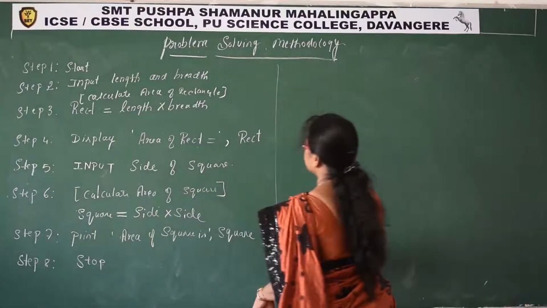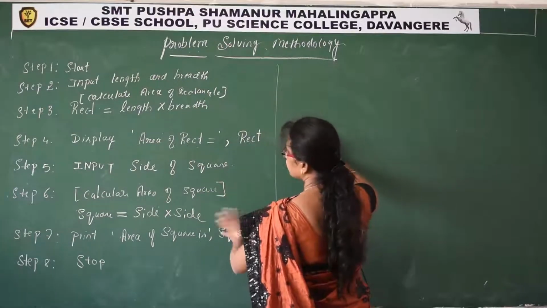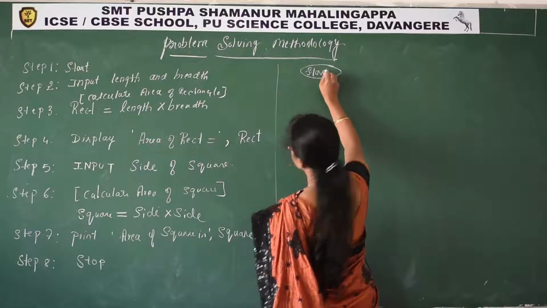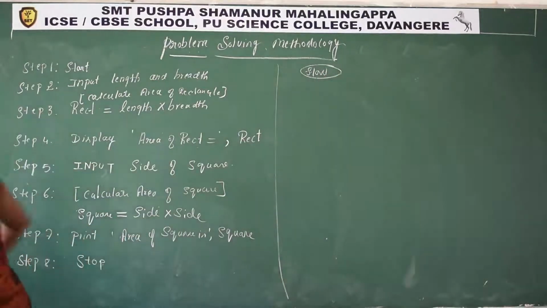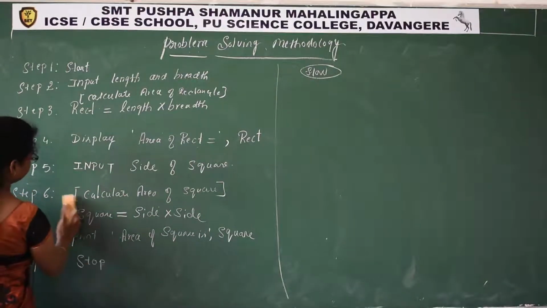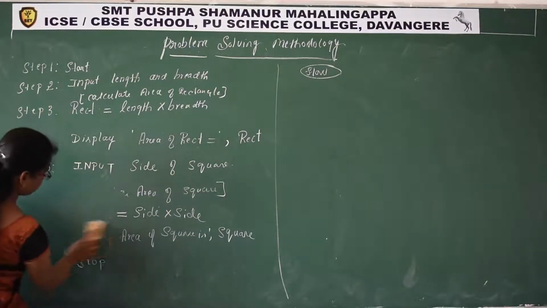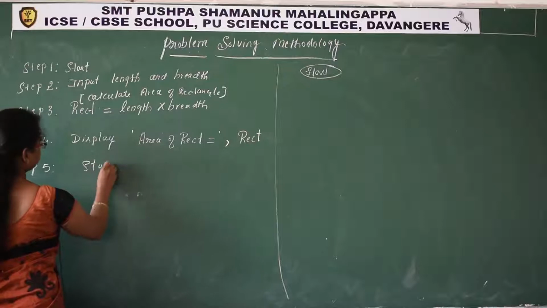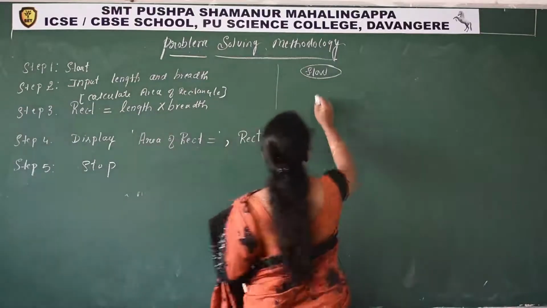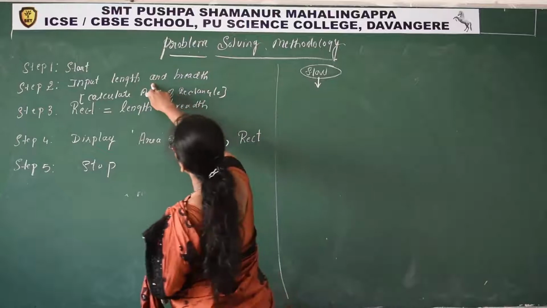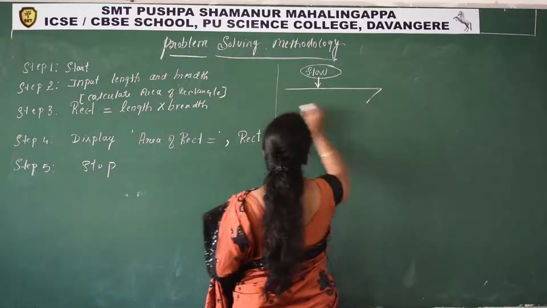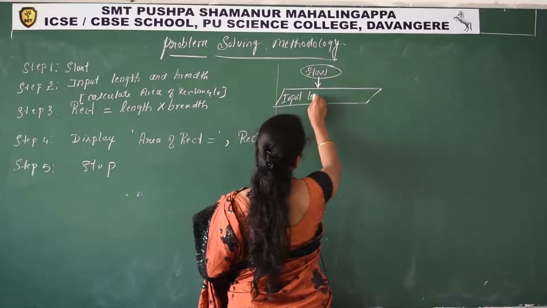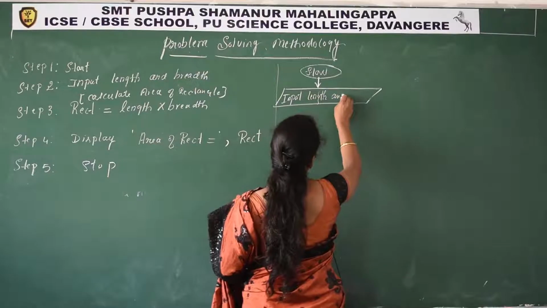Now the flow chart. I'll write a separate flow chart for these two. Start. Right now I'll write only one polygon in this one algorithm. Stop. For this I'll write a flow chart. Input length and breadth. So parallelogram, input length and breadth.